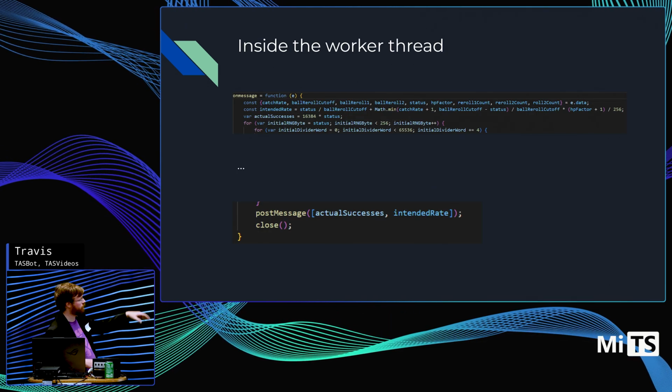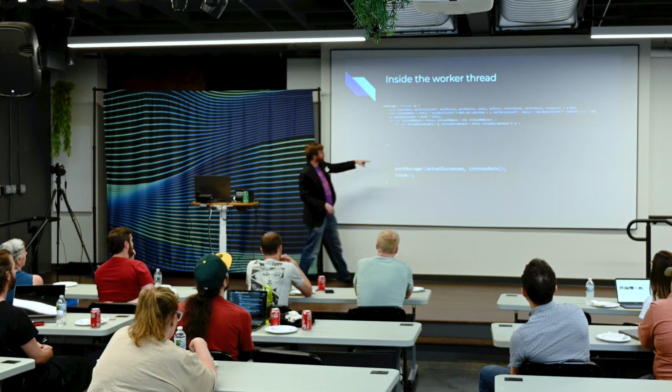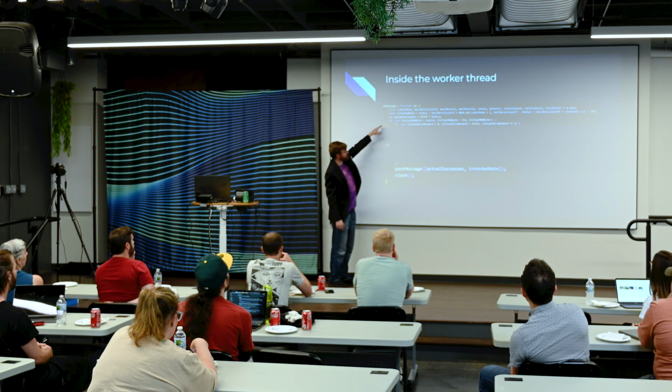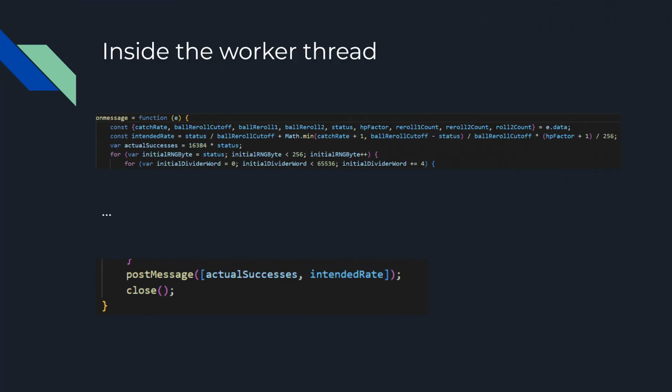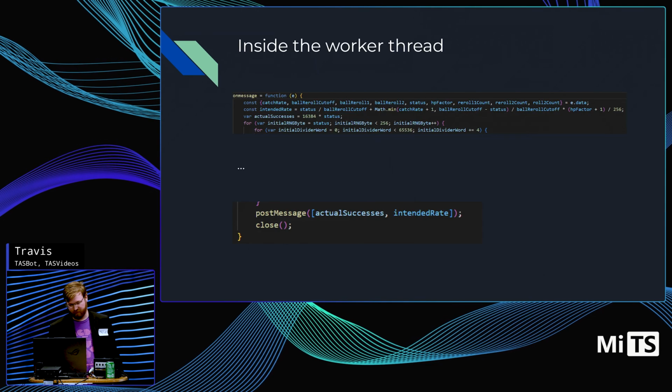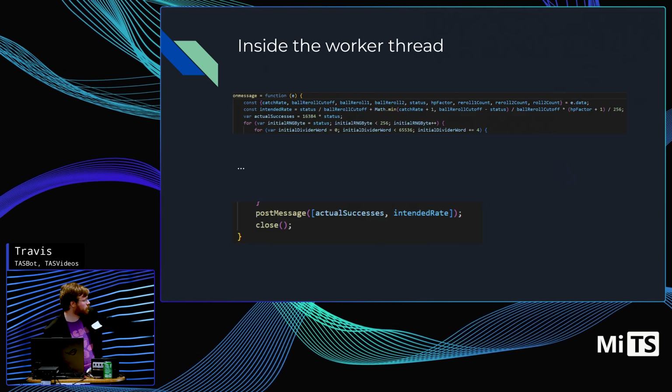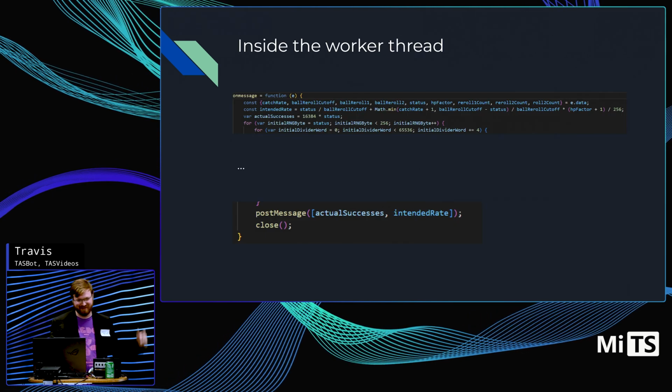Inside the actual worker thread, you can see we have one byte here for the RNG, and the second byte here, the initial state of that divider that's counting the time that the console has been on. We're looping through both of those things, so it's like 17 million different possible states it has to calculate. And then once it's done all that and added up all the actual successes and the intended rate, it posts that back to the main thread and closes the worker. You always want to do a close in a worker, otherwise it's going to stick out there doing nothing.